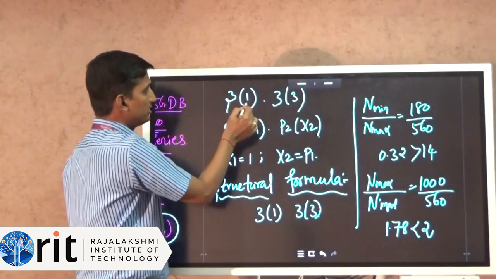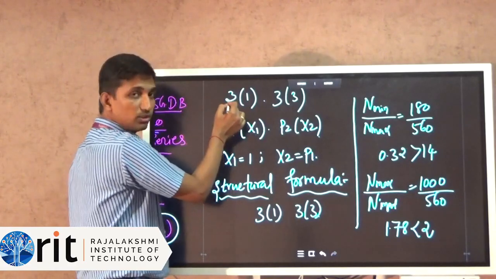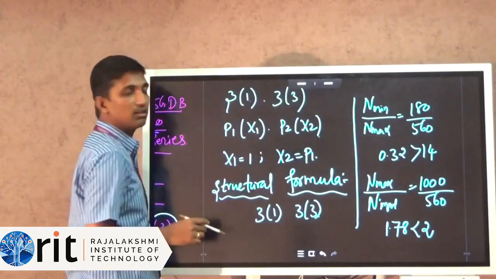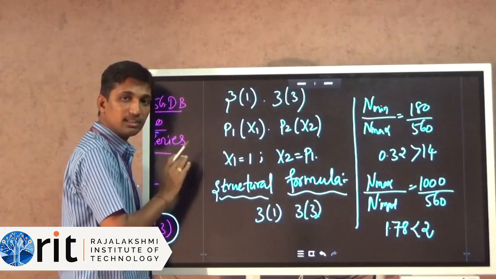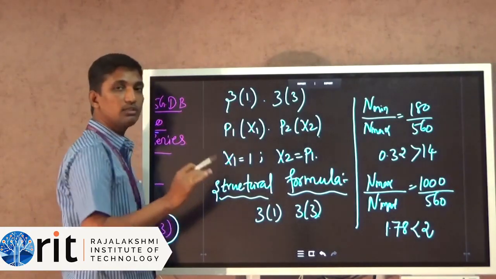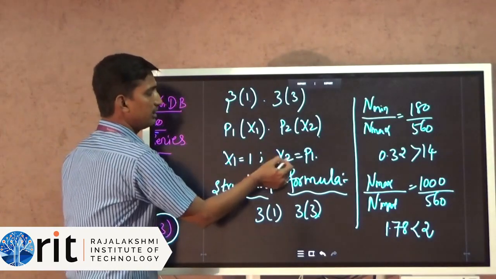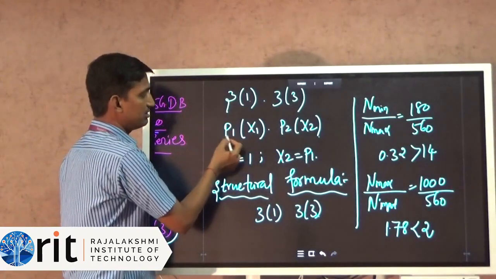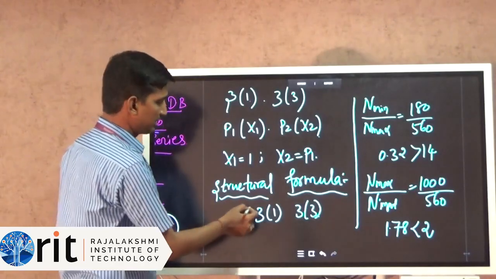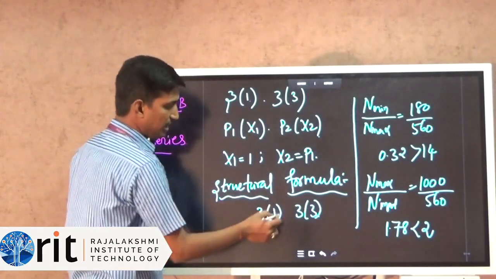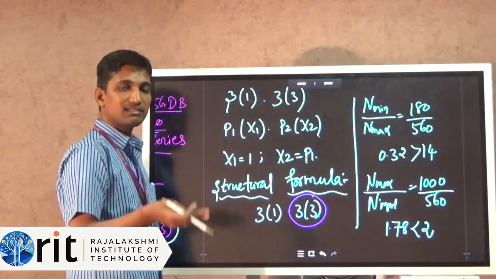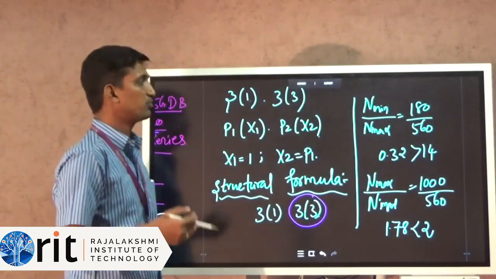This 3 is the stage, this one is called P1, and this one is called X1. Similarly, this one is P2 and this one is X2. Always, while calculating different problems in the gearbox, X1 must be equal to 1. Similarly, X2 equals P1. This is the stage, this is the progression. Based on this, I write the structural formula as 3 into 1 and 3 into 3. By multiplying both values, I get 9, which represents the 9-speed gearbox given in the problem.